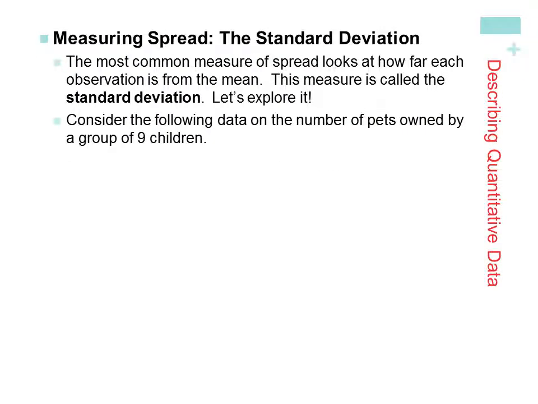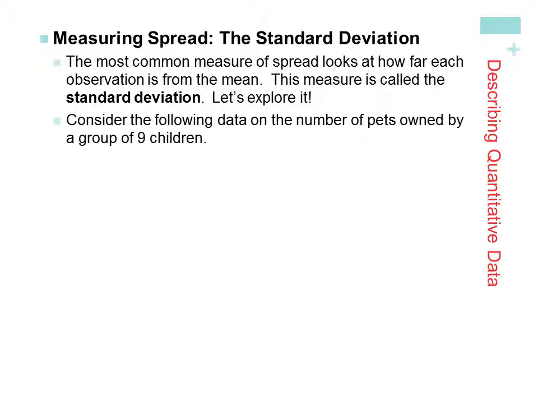All right, so how are we going to measure the spread? We've talked about measuring the center. How are we going to measure the spread of our data? Well, we've looked at the range, but there's another one that's better, and that's the standard deviation. The most common measure of spread looks at how far each observation is from the mean, or the average. Our average is the bar that we're holding everything to. That gives us a point in our data on which to base everything else. Was it above the average, below the average? This measures the standard deviation.